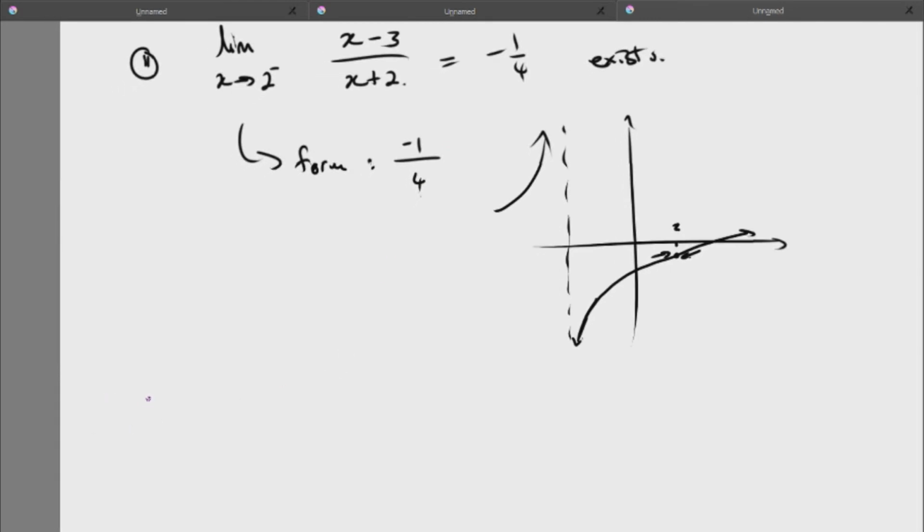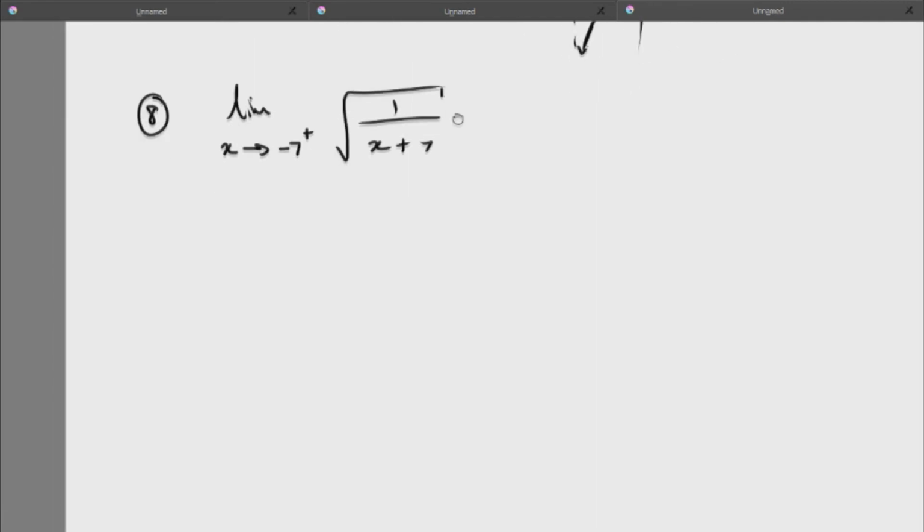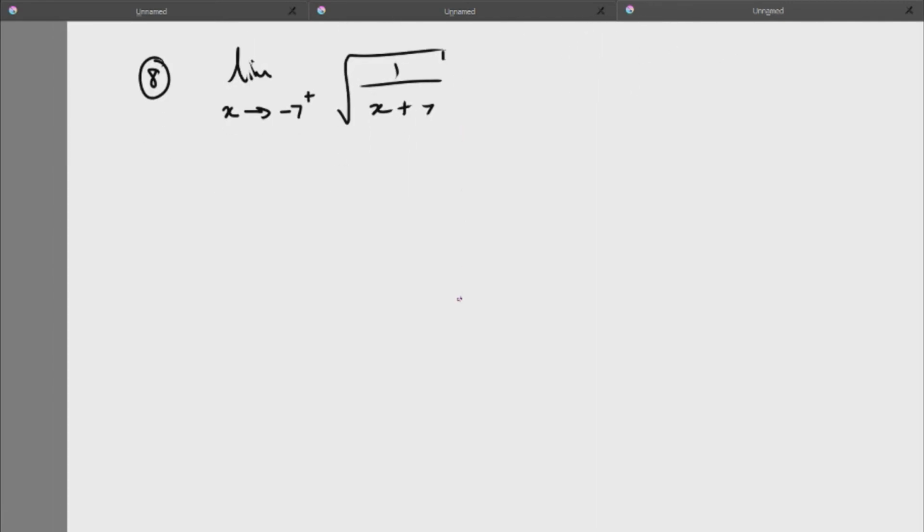All right, let's do another one. I like number 8. We can't hide from the square roots for very long. The limit as x goes to -7 from the right of the square root of 1 over... Whew, maybe I should have eased into this one. Oh well, it's written down. Can't erase it. Well, I can, but I don't want to. Just do it.